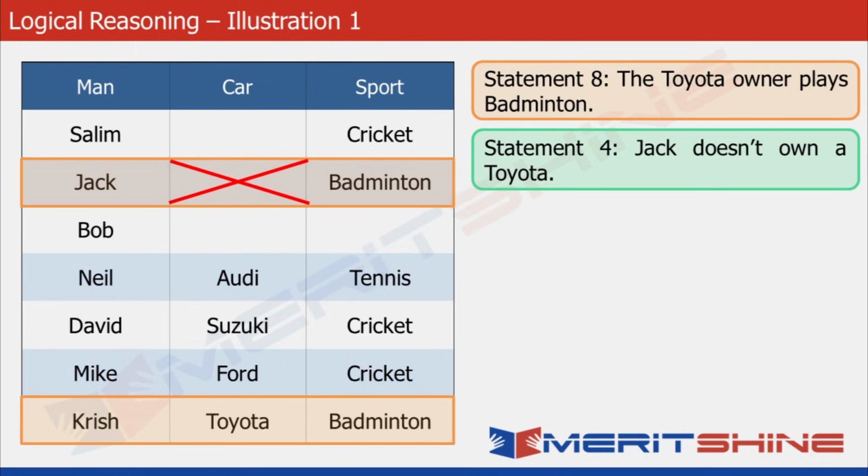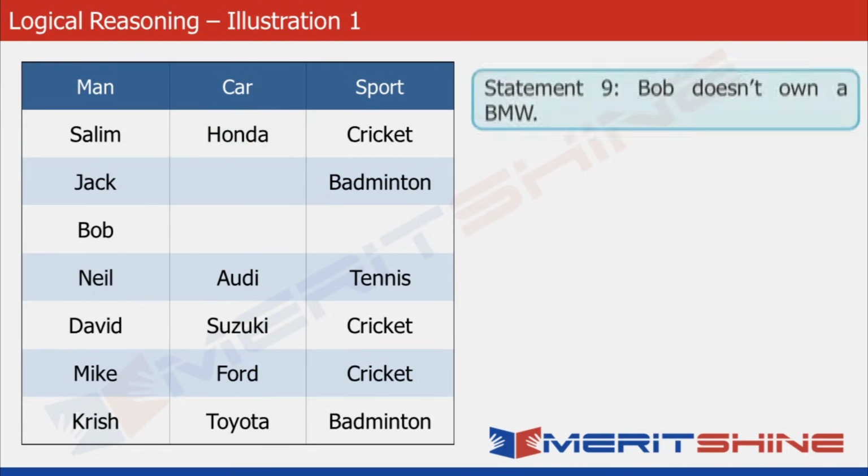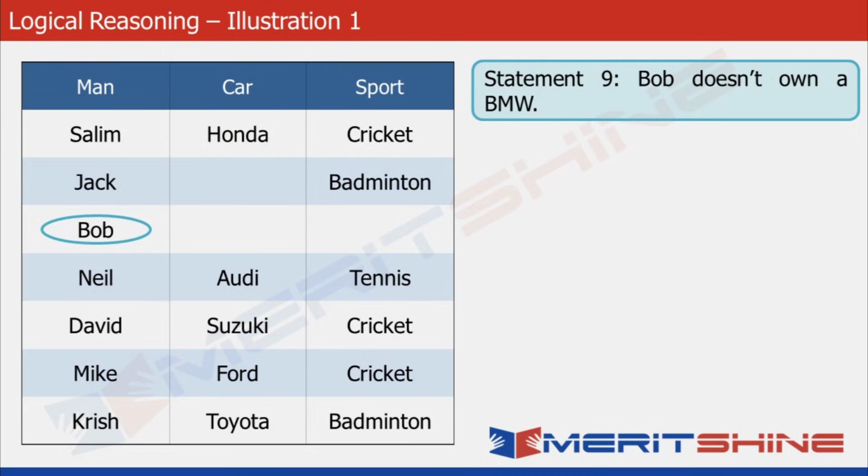Statement 7 says that cricket is played by neither the Jaguar owner nor the BMW owner. Since now we are left with just 3 cars, Jaguar, Honda and BMW, the only car that the cricket player may possibly own is Honda, and so we put Honda in the cell adjacent to cricket. We look at statement 9 now, which tells us that Bob doesn't own a BMW. Now, BMW and Jaguar are the only 2 cars left. This means that Bob must be the Jaguar owner.